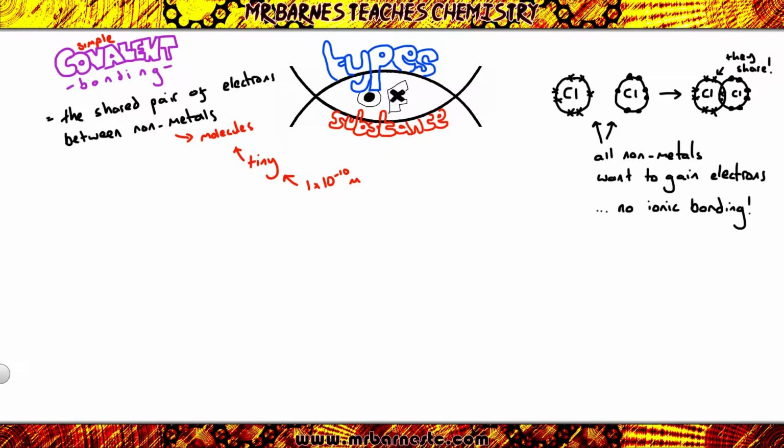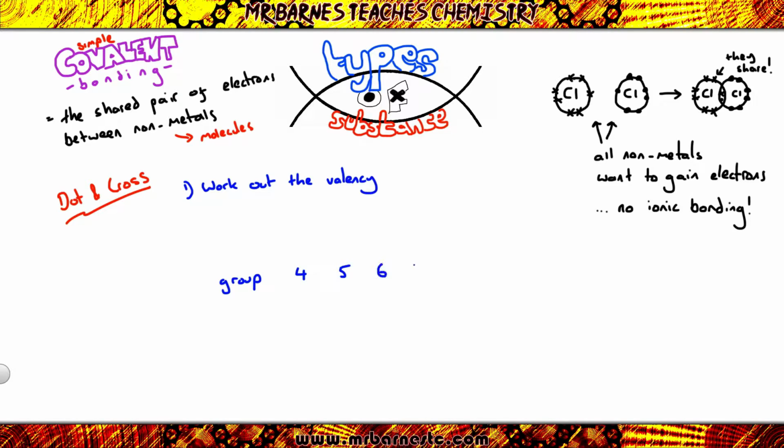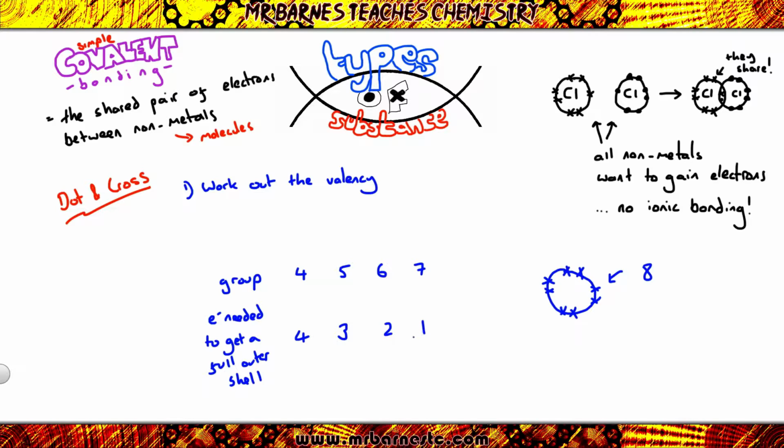What you need to be able to do is draw the covalent bonding like we've got in the right-hand corner here for any nonmetals. To do that, there are a few different steps. Number 1, you want to work out the valency, which nice and simply is how many bonds each nonmetal can make. To do that, look at the groups for elements in groups 4, 5, 6 and 7. Find out the number of electrons needed to get a full outer shell, so to go up to 8. If it's in group 4, it needs 4 electrons to get a full outer shell. Group 5 needs 3 electrons, group 6 needs 2 electrons, and group 7 needs 1.